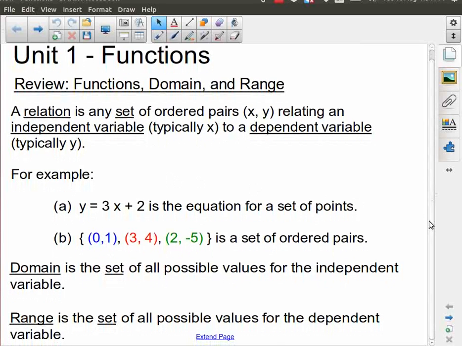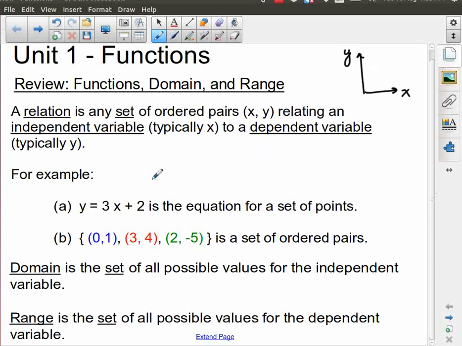Now, the very basics. First of all, before we start talking about functions, we have to talk about relations. Relations are any set of ordered pairs. Anytime we have a relationship between an x and a y, or an independent variable, normally we call that x, but it doesn't have to be. And the dependent variable traditionally is y, but again, that doesn't have to be the case. The way we see that expressed most commonly is when we graph and put our independent variable on the x-axis and the dependent variable on the y-axis. So that's why they typically end up getting named that way.